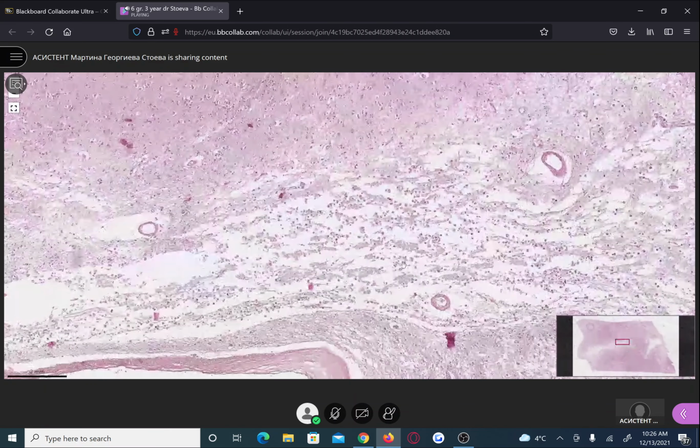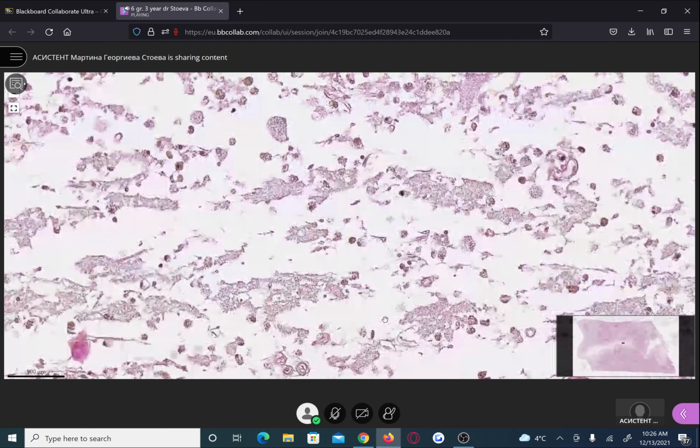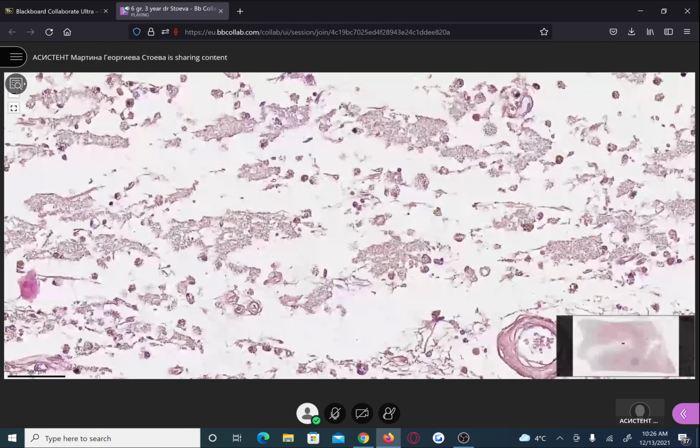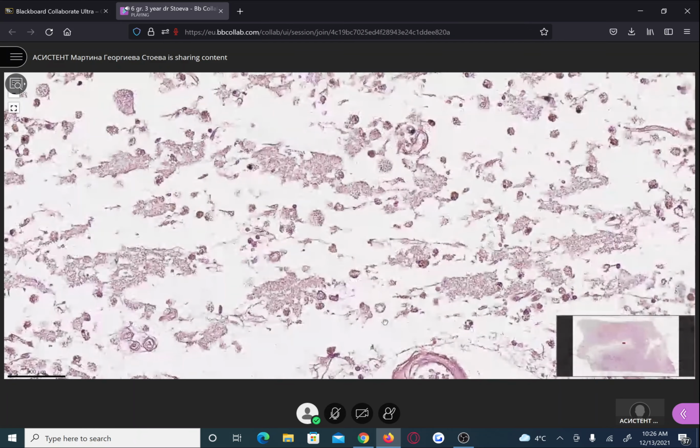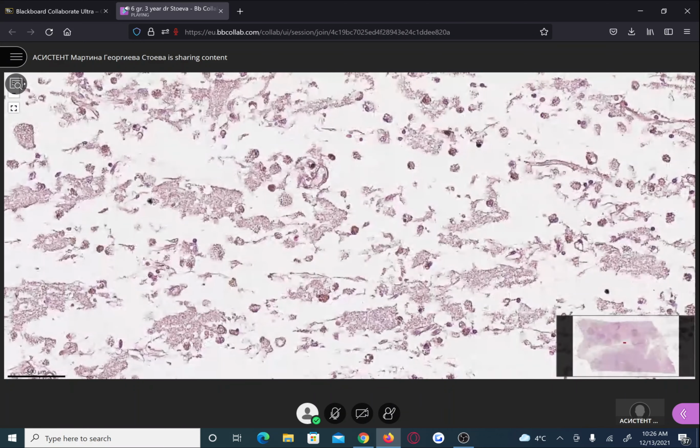And also there are many lipophages because of the fact that the brain parenchyma is rich in lipids. And when these macrophages phagocytose the necrotic material, which is rich in lipids, they become lipophages or lipid-laden macrophages.